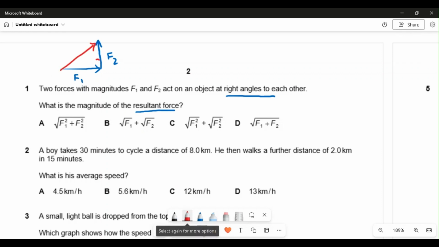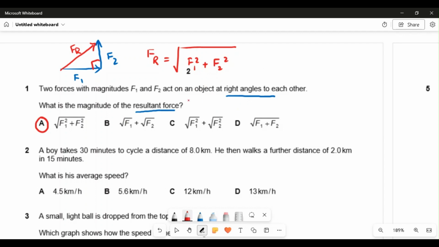And you know, Pythagoras says that the hypotenuse, that is Fr here, the resultant force, will be equal to the square root of F1 squared plus F2 squared, and this option is A. So you have to remember that for right angle forces, the resultant force is calculated by the Pythagorean rule. This is very important to remember.